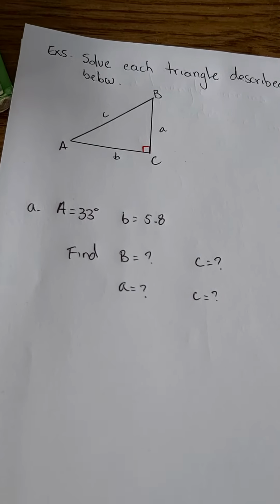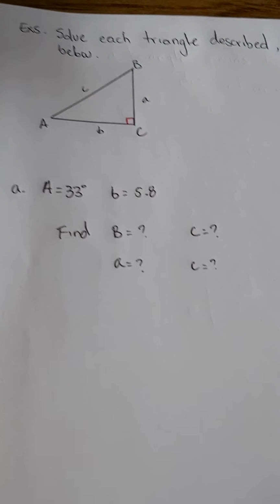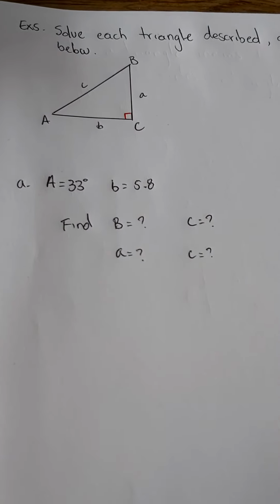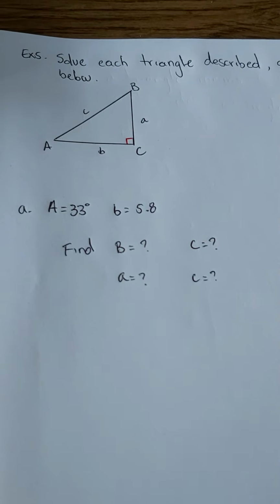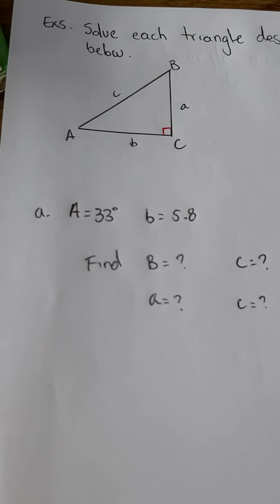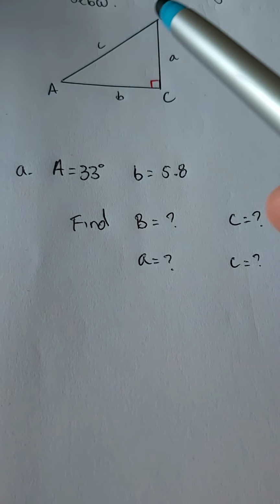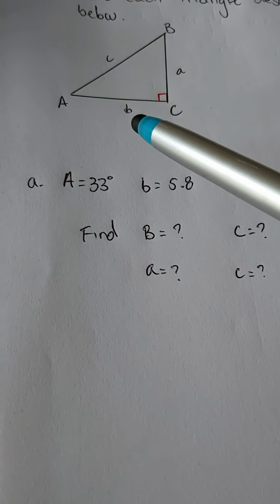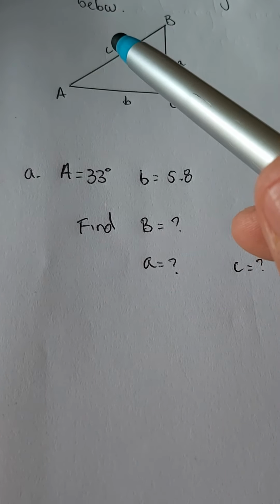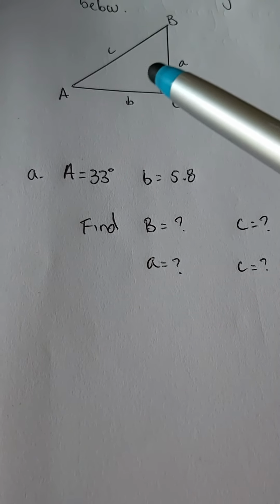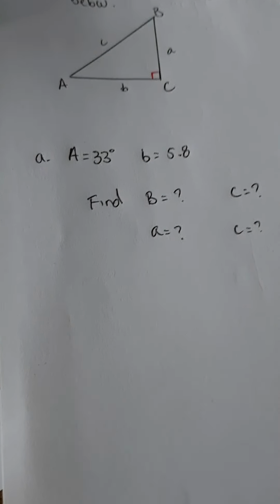How are we going to find this? Using the trigonometric ratios. We can also use Pythagorean theorem, and also we can use the triangle equation. So there are many ways to solve this triangle. If you notice, we have angle A, 33, and we have side B, 5.8. So adjacent over hypotenuse, we can use that to find C, or we can use opposite over adjacent to find A, right? So let's find C.